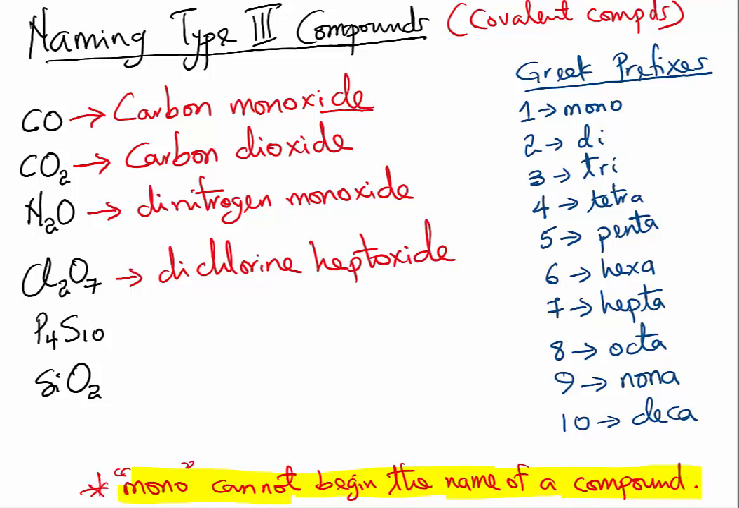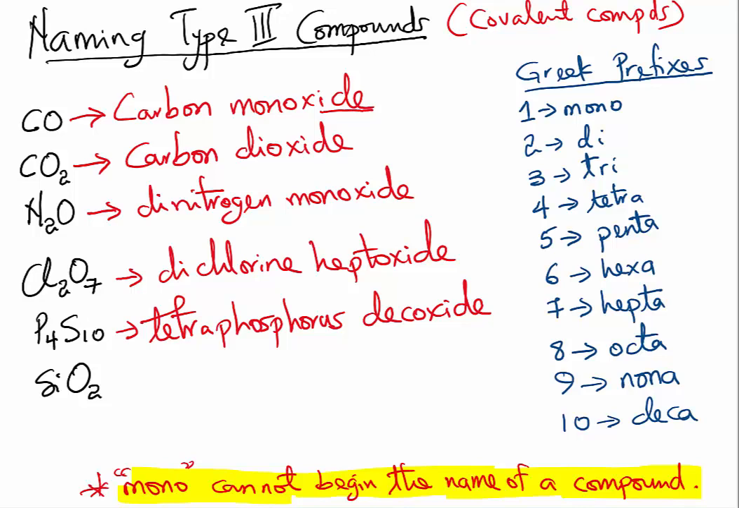In the next one, we have 4 phosphorus. So that should be tetraphosphorus. We have 10 sulfur. 10 is deca. So that should be decasulfide.